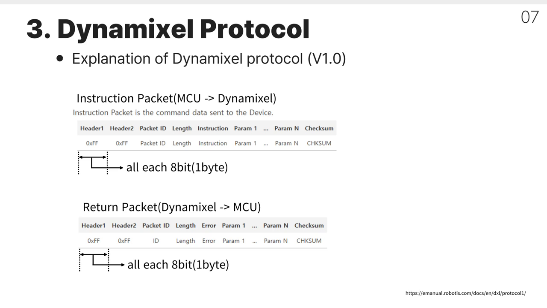Next, I will explain the Dynamixel protocol. The Dynamixel protocol is a data transmission standard provided by Robotis, designed for controlling and communicating with the Dynamixel series. Using this protocol, users can send commands to Dynamixel motors and receive various status information from them. The basic structure of the protocol involves the user sending an instruction packet to Dynamixel and the Dynamixel responding with a return packet. All packets are transmitted in 8-bit units.